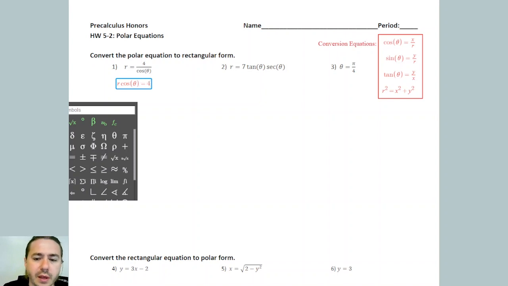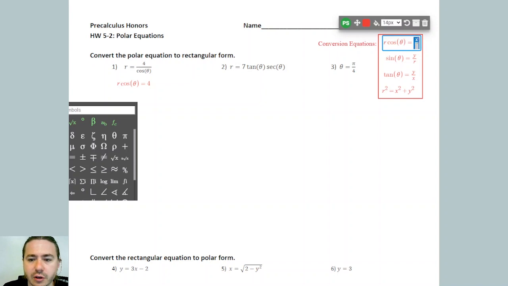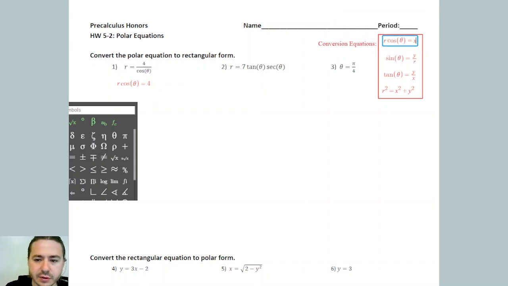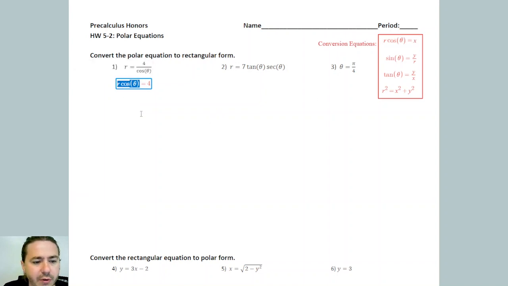equals 4. Now this equation over here, cosine theta equals x over r, can be rearranged, right? If I multiply r on both sides, what I get is r cosine theta equals x. So that's exactly what I have here. I get r cosine theta equals x, so now I can make that direct conversion, and I get x equals 4.